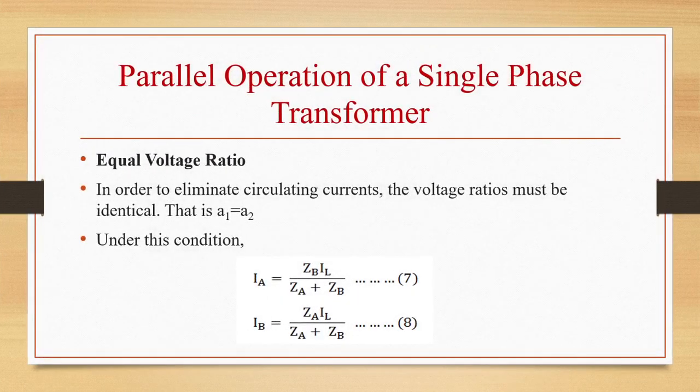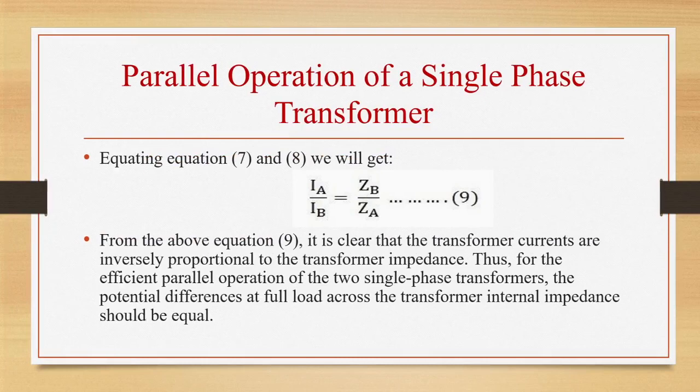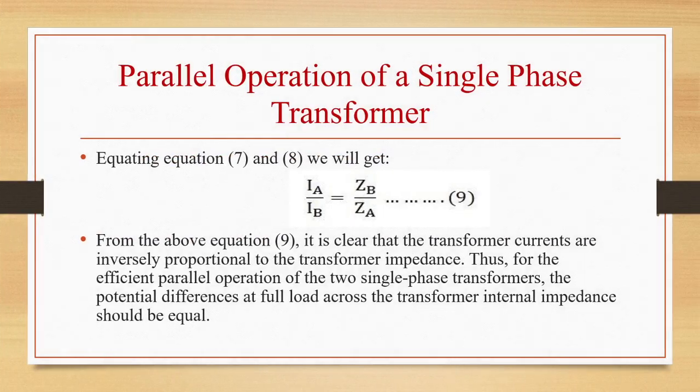Equal voltage ratio: in order to eliminate circulating currents, voltage ratios must be identical, that is, A1 should be equal to A2. Under this condition, IA equals ZB IL by (ZA plus ZB), and IB equals ZA IL by (ZA plus ZB). Equating these two equations, we get IA by IB equals ZB by ZA. From this equation, it is clear that transformer currents are inversely proportional to the transformer impedance.